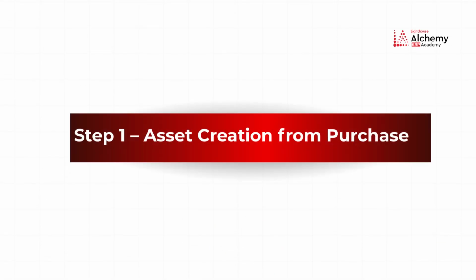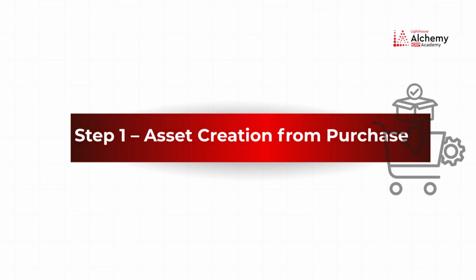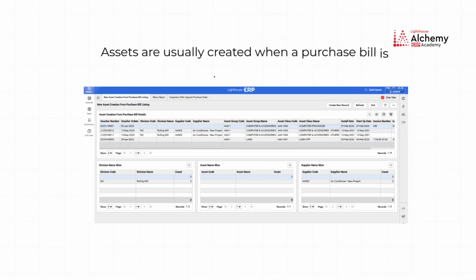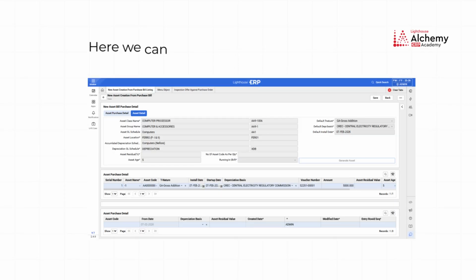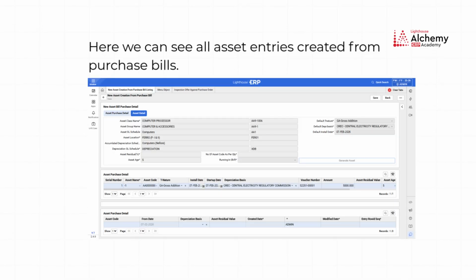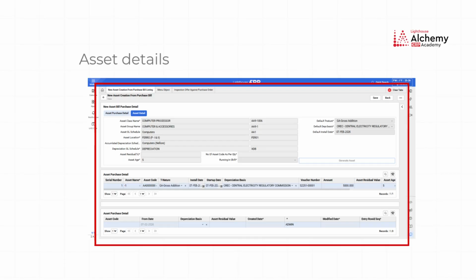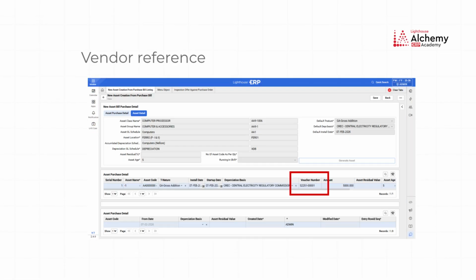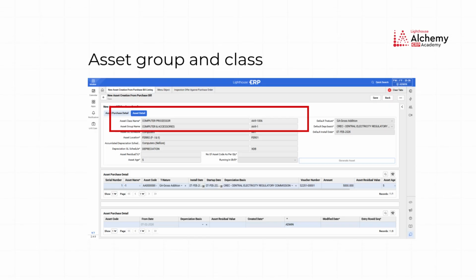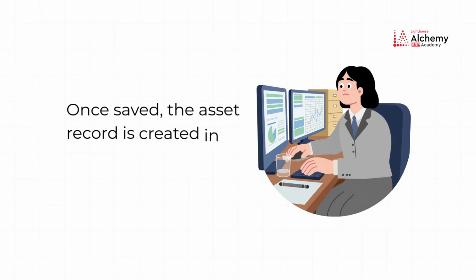Step 1. Asset creation from purchase. Assets are usually created when a purchase bill is entered for capital goods. Here we can see all asset entries created from purchase bills. In this screen, we define asset details, vendor reference, cost, quantity, asset group and class. Once saved, the asset record is created in the system.